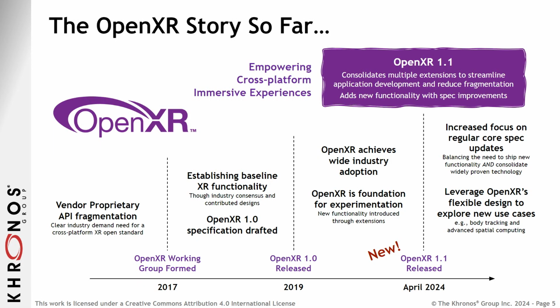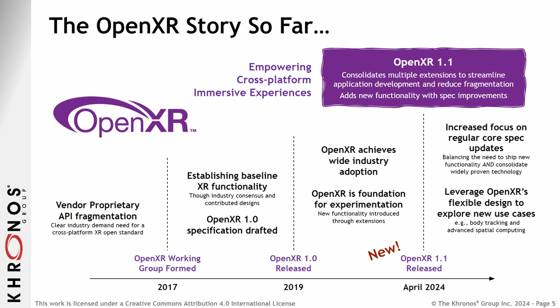Because 1.0, when it released back in 2019, like all Khronos APIs, it's extensible. So any vendor can implement a vendor extension. You don't need to ask permission from anyone. You can go, don't tell the working group, but we welcome people to come and have the discussions in the working group.